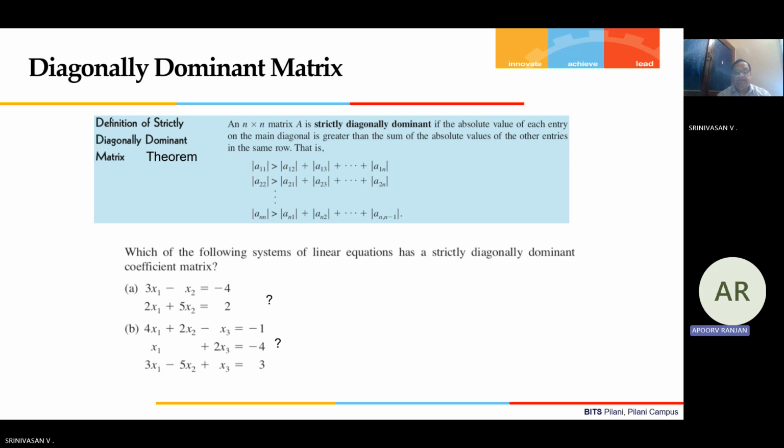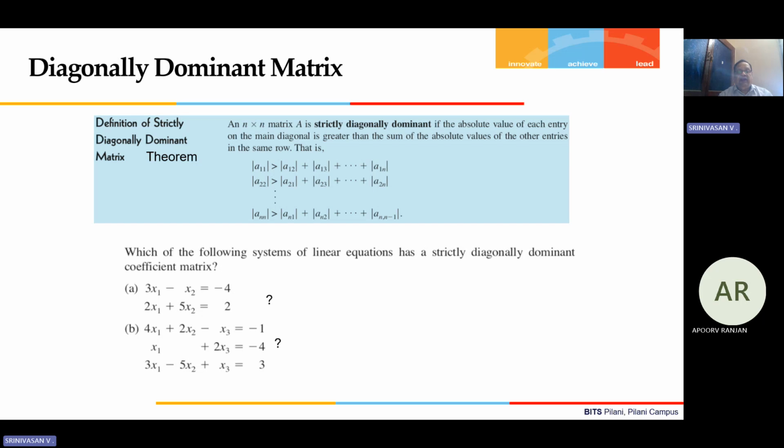The diagonal matrix is. Look at the first one. First row, 3 is greater than modulus of minus 1, isn't it? 3 is greater than 1. It's only 2 by 2, I mean, two equations in two unknowns. Second one, principal diagonal element is 5. What is the coefficient matrix here? For the first problem, the coefficient matrix is 3, minus 1, 2, 5. Isn't that so?